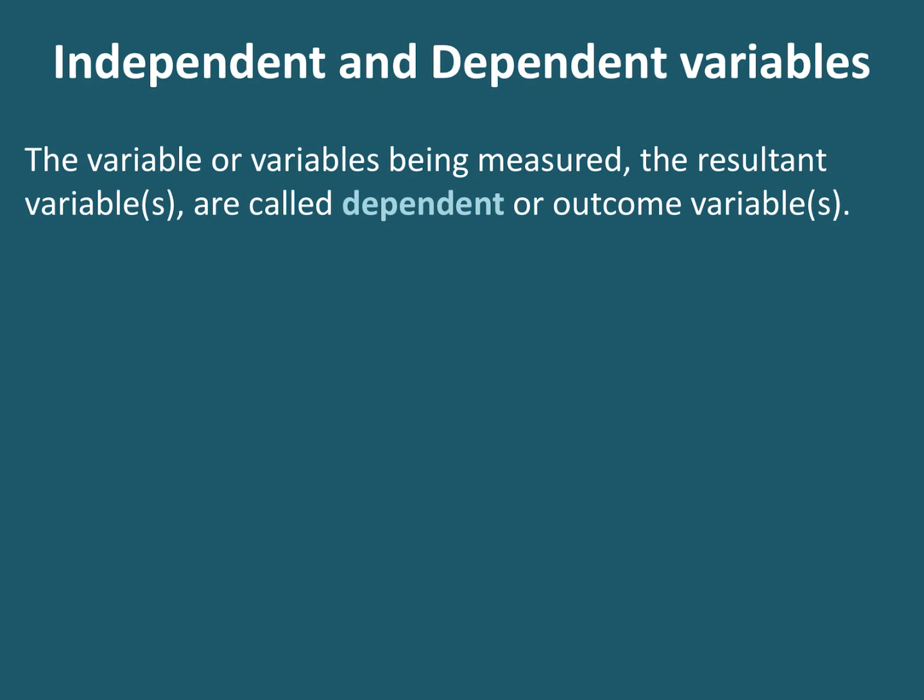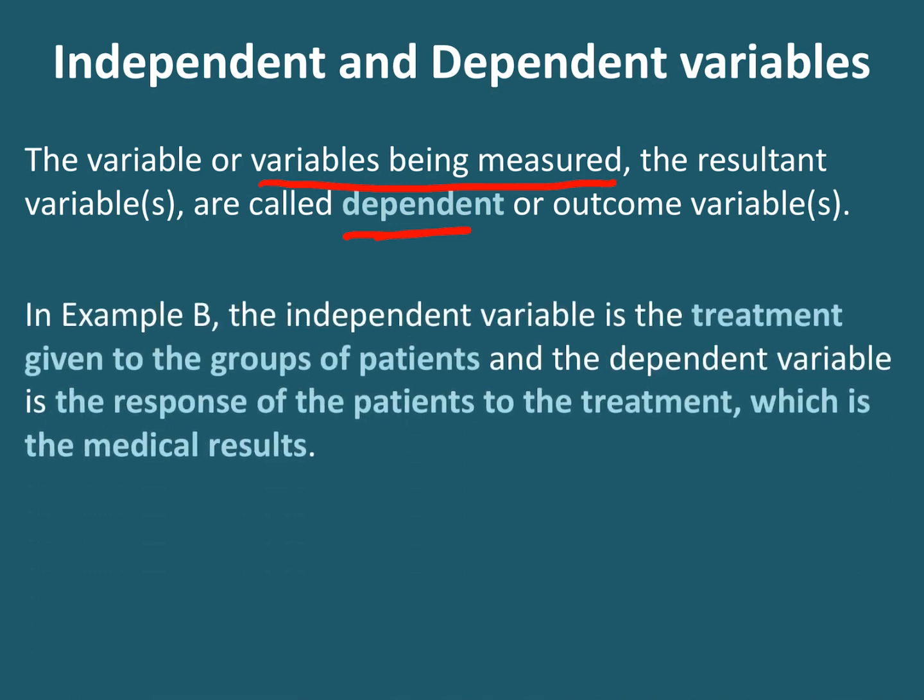Now, a couple more terms that you need to know are independent and dependent variables. The variable or variables being measured, the resultant variables, are called dependent or outcome variables. Again, those are the variables that are being measured. For example, in example B, the independent variable is the treatment given to the groups of patients, and the dependent variable is the response of the patients to the treatment, which are the medical results.